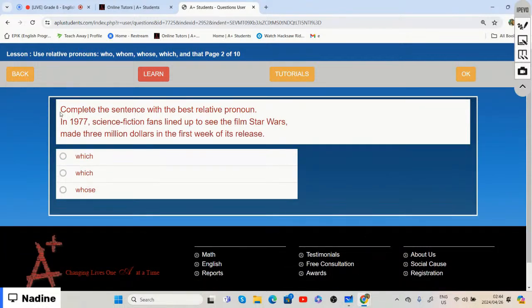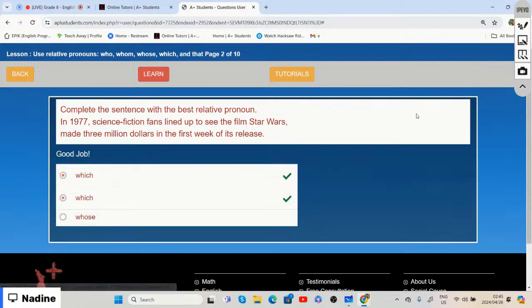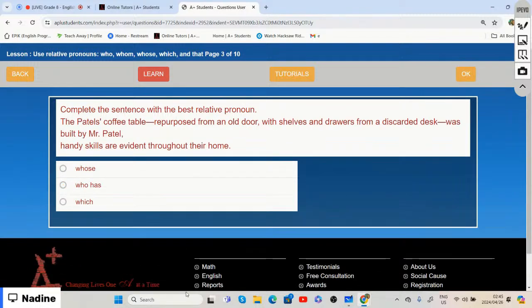In 1977, science fiction fans lined up to see the film Star Wars. Do we say which made $3 million in the first week of its release, or whose made $3 million in the first week of its release? All right, I think it is which. Yeah, we have two which. So both of the whiches are correct.